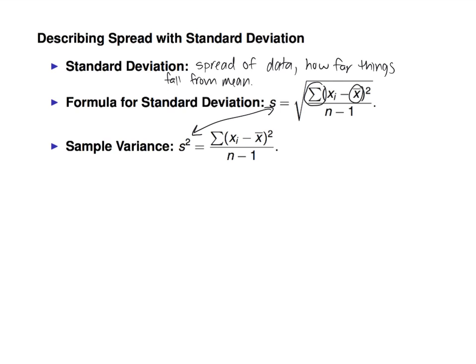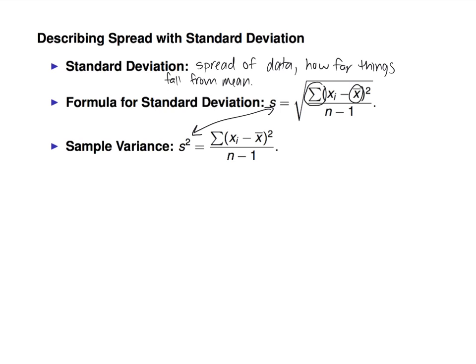S and S squared. They're almost the exact same, right? They really are the exact same. How would I get from this one to that one? What did I do? Square both sides. So this is called the sample variance, which is used to describe the spread and shape of the data when you talk about higher powered statistics.